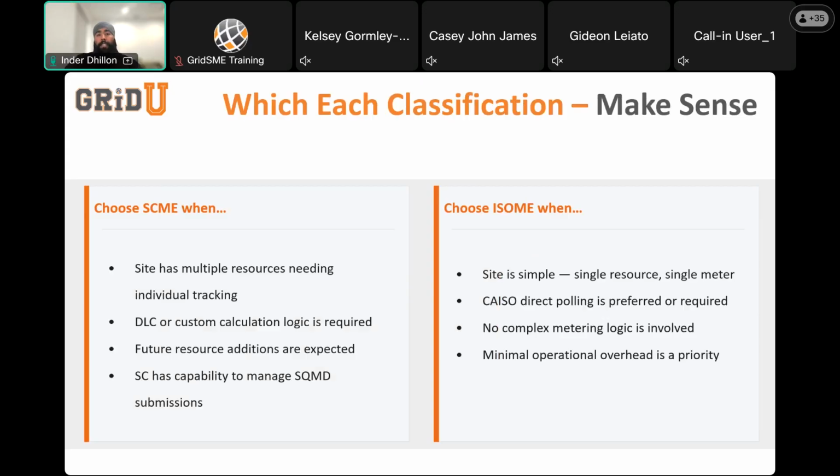So when deciding which classification is appropriate for the site, the decision usually comes down to two factors: complexity and flexibility. SCME is the right choice when the site has multiple resources that require individual metering, when DLC is needed to manage losses centrally, or when the resource owner anticipates changes to the metering configuration in the future. And ISOME is appropriate for simpler sites where CAISO's direct polling capabilities are sufficient and where the resource owner does not require the additional flexibility that SCME provides.